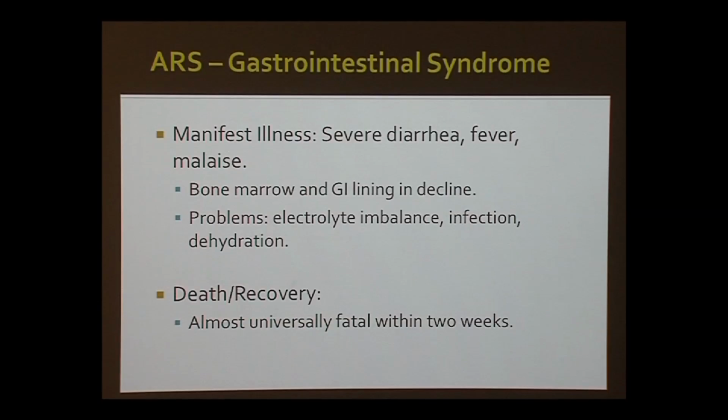Like I was just explaining with that last case, in the manifest illness stage of the gastrointestinal syndrome, you have severe diarrhea, fever, malaise, and this is because you still get the effects of the hematopoietic syndrome and the gastrointestinal syndrome both together now. So your bone marrow and your GI lining, the gastrointestinal lining of your stomach and your intestines, have now both started to die. And so you'll have problems with infection still because your bone marrow has been affected. And you'll also have dehydration and electrolyte imbalances. And this syndrome, because the dose of radiation to cause it is so high, is typically fatal to everybody who receives it within 2 weeks.